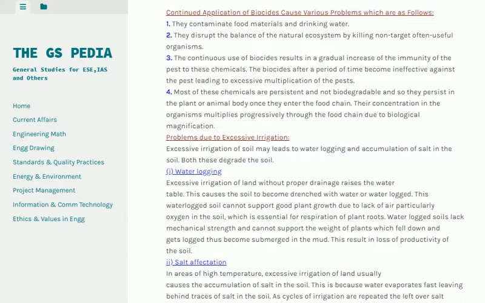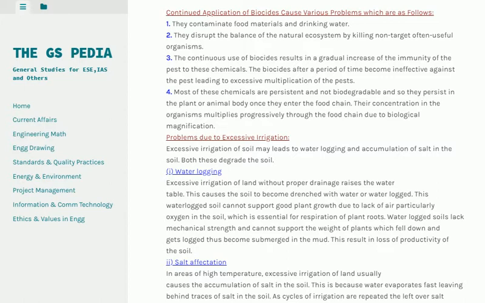4. Most of these chemicals are persistent and not biodegradable, and so they persist in the plant or animal body once they enter the food chain. Their concentration in the organisms multiplies progressively through the food chain due to biological magnification. Problems due to excessive irrigation. Excessive irrigation of soil may lead to waterlogging and accumulation of salt in the soil. Both of these degrade the soil.